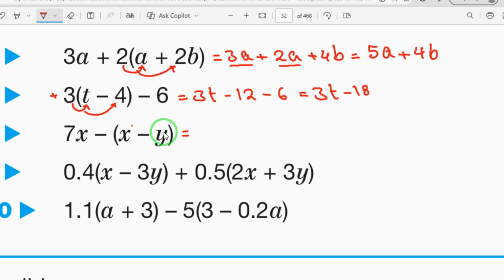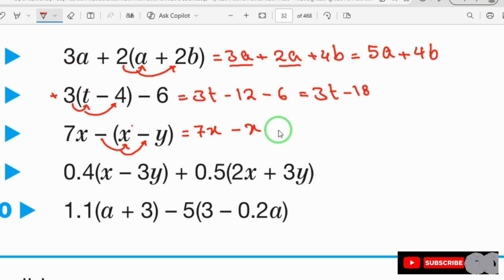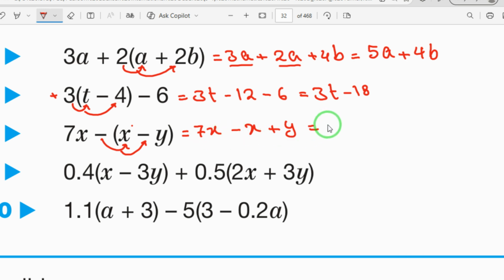Question number 8, we write here 7x minus x. Multiply this negative with what is inside the bracket, minus x, and we multiply this negative with the second term. Minus multiplied by minus gives us plus y. Then we simplify 7x minus 1x, remains only 6x plus y.